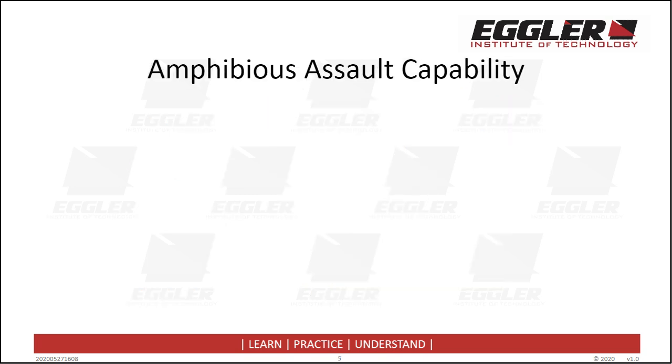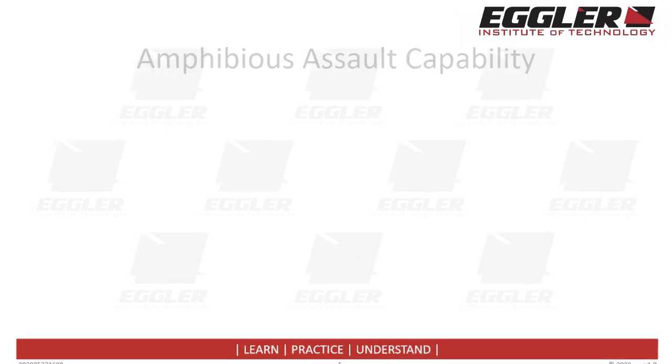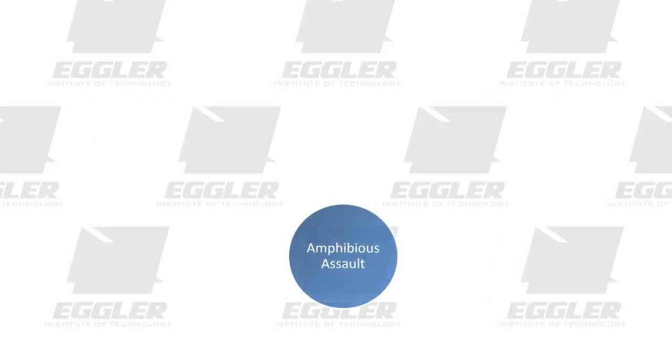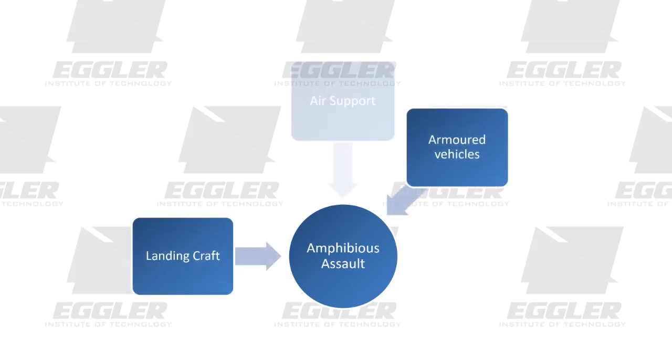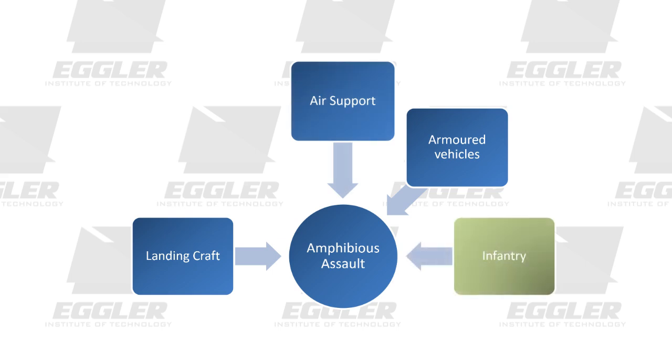Another example of a complex system made up of a broad range of fundamental inputs to capability is that of an amphibious assault capability. In this example, the operational effect of amphibious assault is delivered by a combination of major systems that include landing craft, armored vehicles, air support, dismounted infantry and a beach landing reconnaissance team. The mission system in this example is delivered by these five elements.